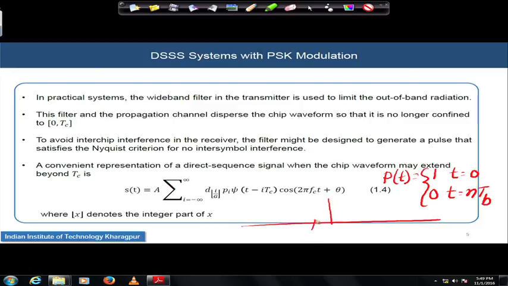The pulse will look like this. We call it a sinc pulse. The other pulses, the replicas of the pulse, are going like this.